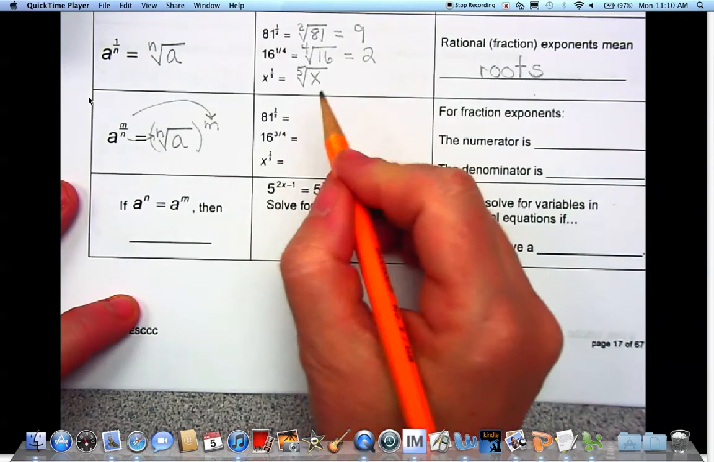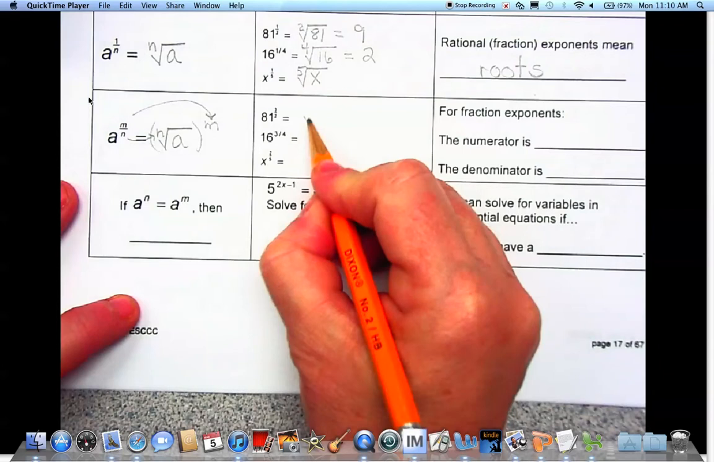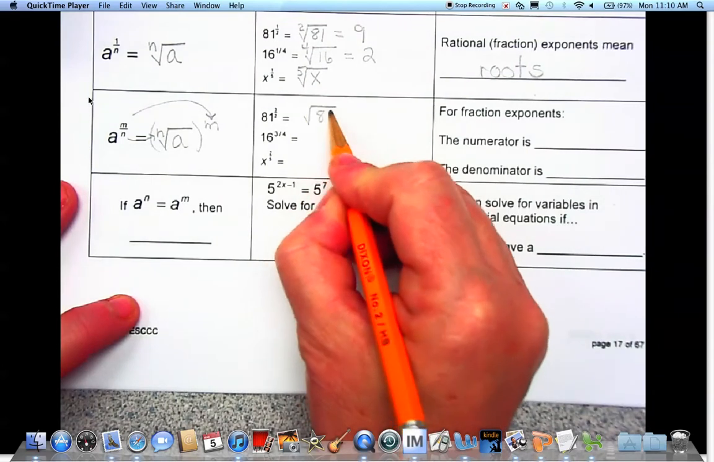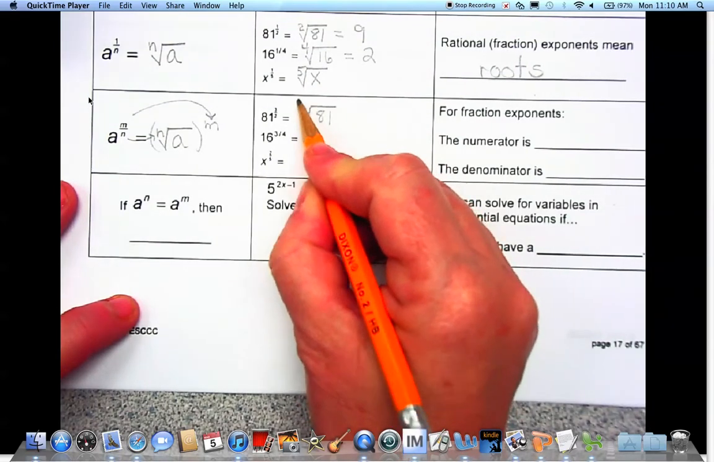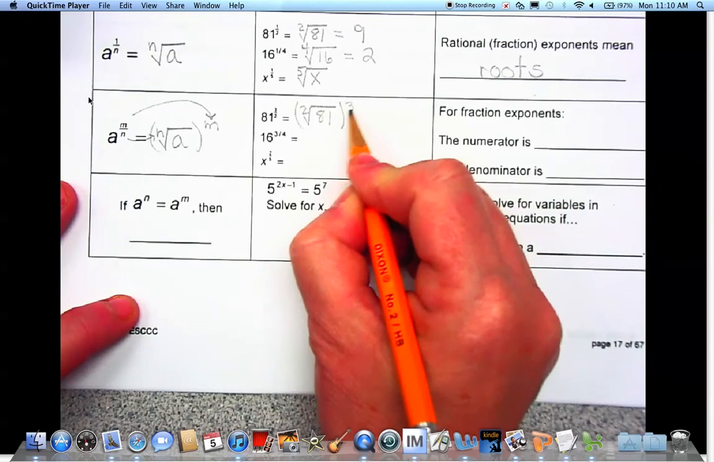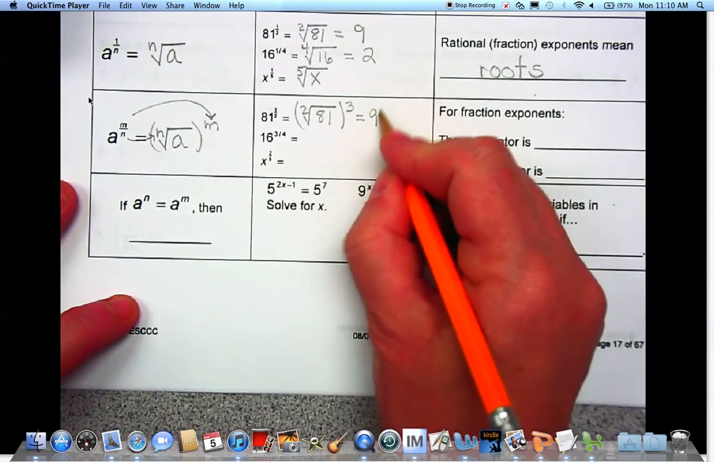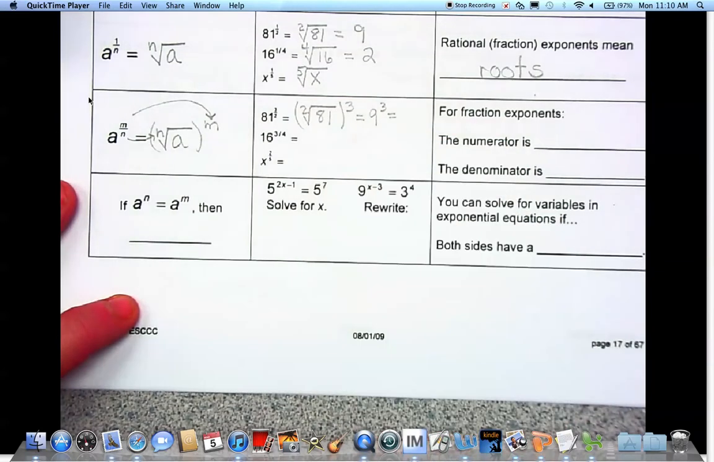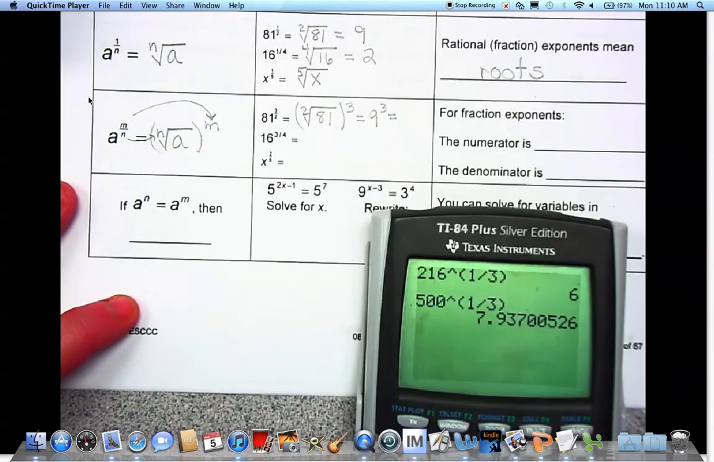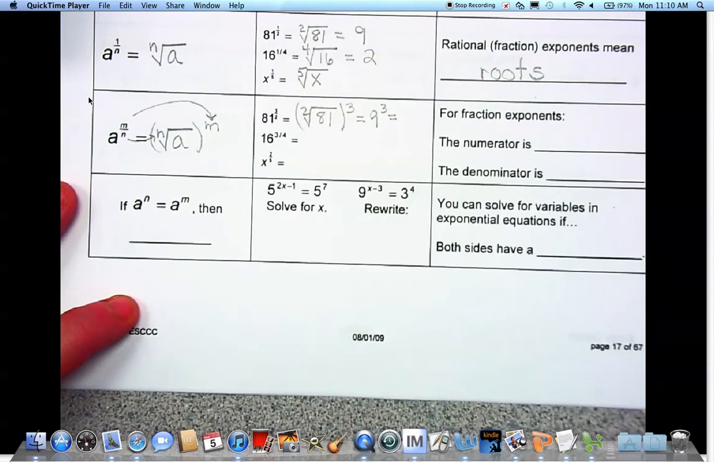So how about this, 81 to the 3/2? The square root of 81 to what power? 3rd. But what is the square root of 81? So it's not 9 to the 3rd. It's pretty big. 729. Is it 729? 9 to the 3rd is 729.